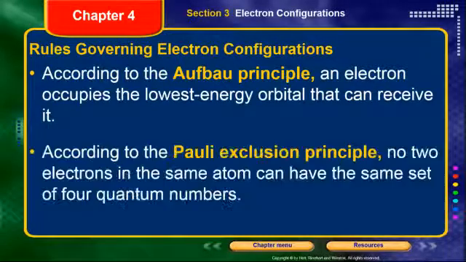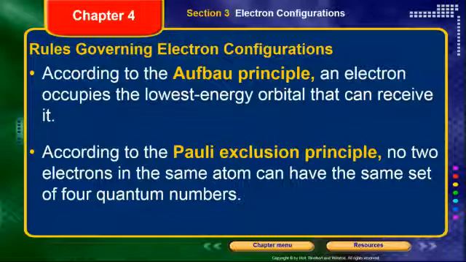So, like I promised, the Aufbau principle. Aufbau is actually a German word that means to build up or building up. It's not a name. A lot of people think it's some person's name. It's not. It's actually German for building up. So according to the building up principle, the Aufbau principle, an electron occupies the lowest energy orbital that can receive it. Like I was saying, we have to fill the lowest energy orbital available.